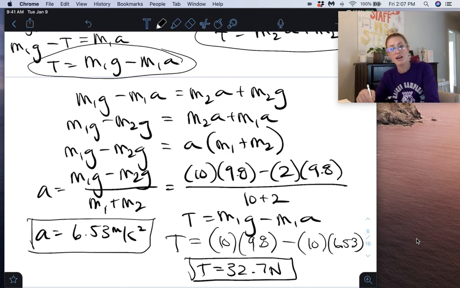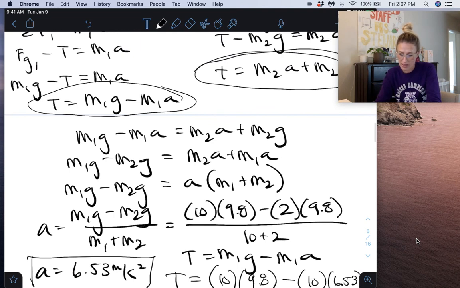Now you can actually check your work here and plug the numbers in this equation, the second equation, to see if you get the right answer, the same answer that you just got for tension, and you should get that same answer.